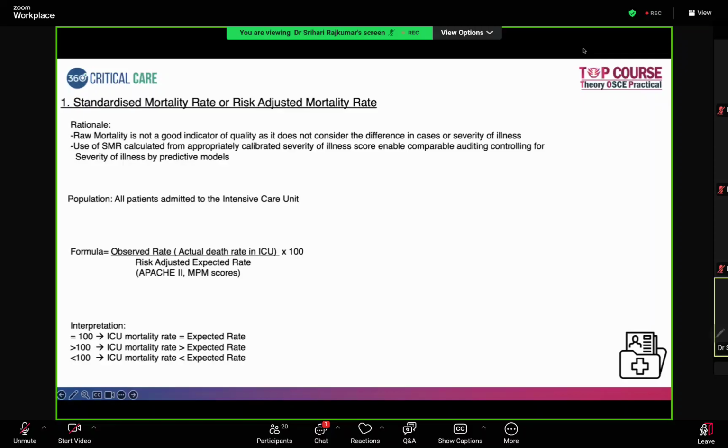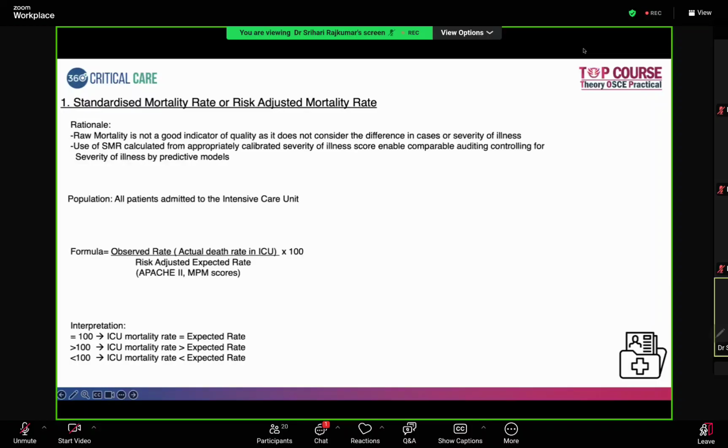So, just going through standardized mortality rate again, just to emphasize, raw mortality is not a good indicator because there is no uniformity. That is the best way to say it. So when you use an SMR, it is more validated, it is more uniform, and you can use it for auditing various ICUs. So the population is all patients admitted to the ICU.